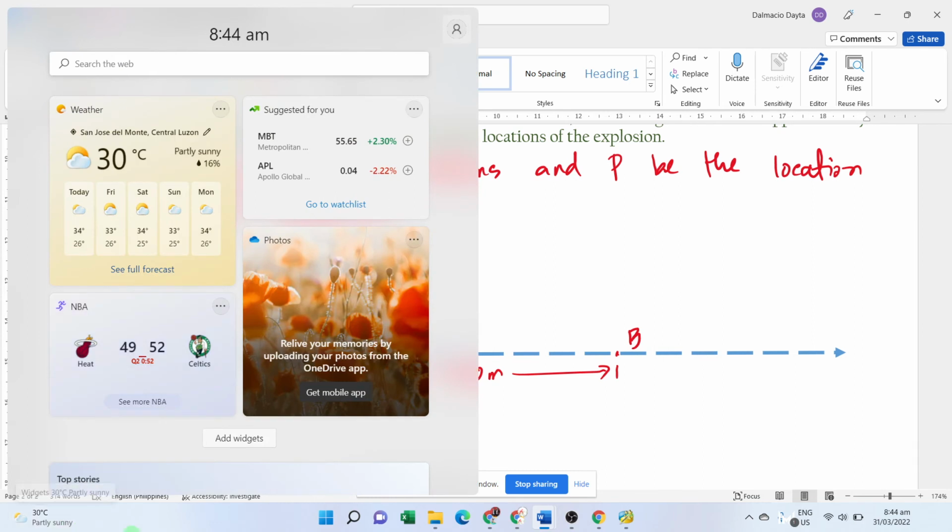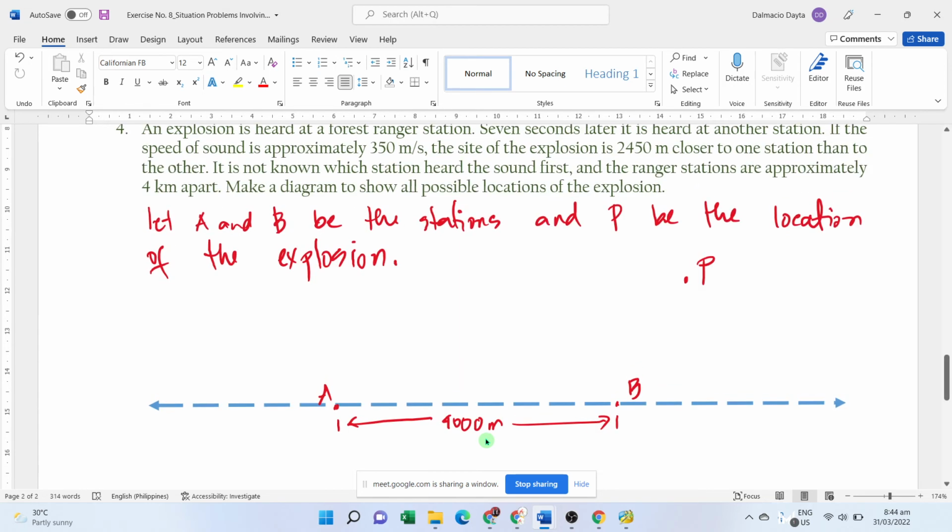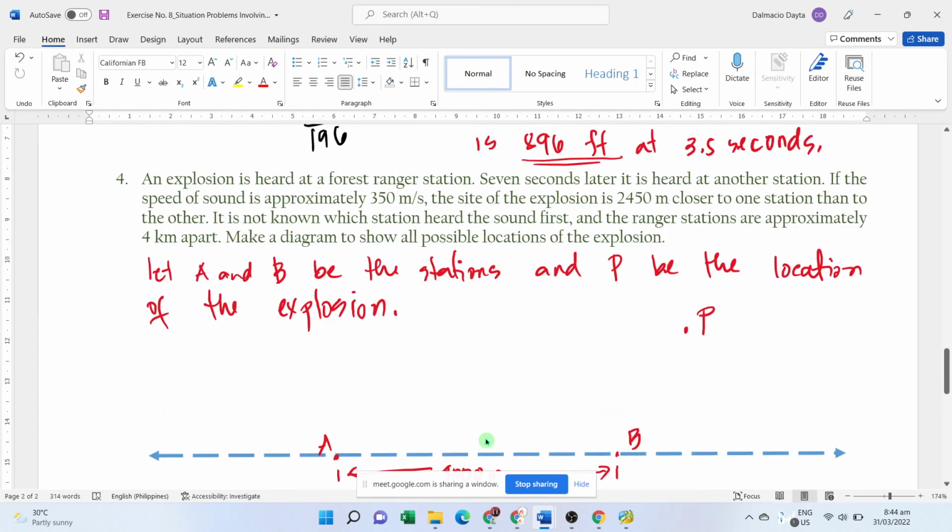Now, let us show the location of the explosion. Let us say the explosion at point P is somewhere here. It mentions that an explosion is heard at a station.